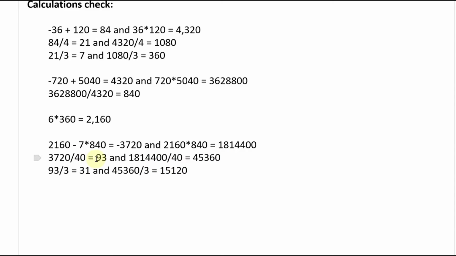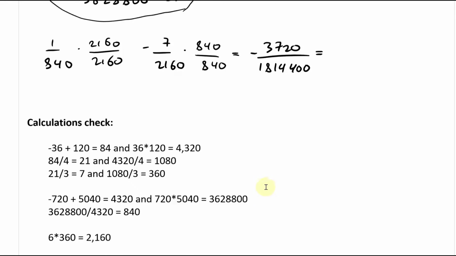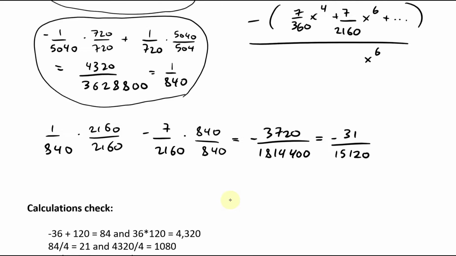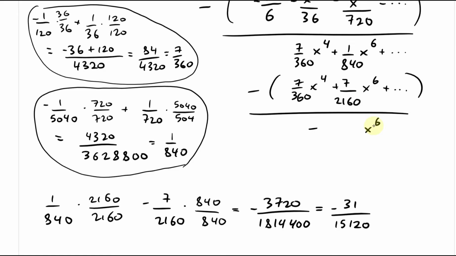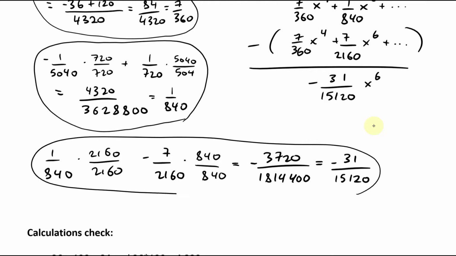Then we divide this one even further, by 3 now. 93 divided by 3 equals 31. Likewise, this one divided by 3, factoring out the 3, equals 15,120. So this becomes 31. Now this was all inverted, so this becomes negative 31 over 15,120. Box this out like that.